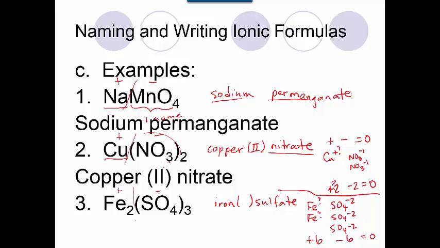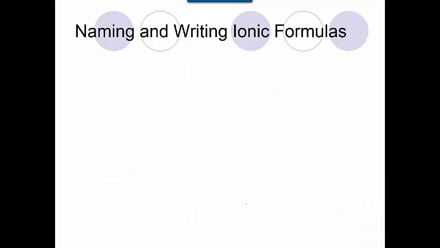But we have 2 irons. So if we need a total of 6, but we have 2 irons, how do we divide that up so that each one can have the same charge? That means each of them had to be a 3. +3 and +3 would give us a +6. So we're going to put a Roman numeral 3 in those parentheses, which is what we have.